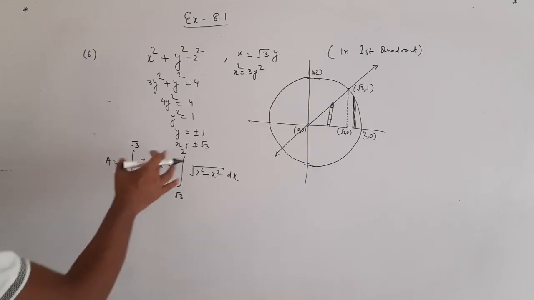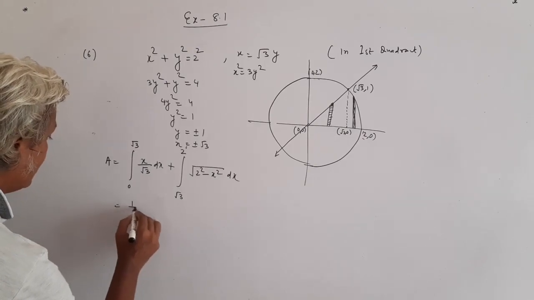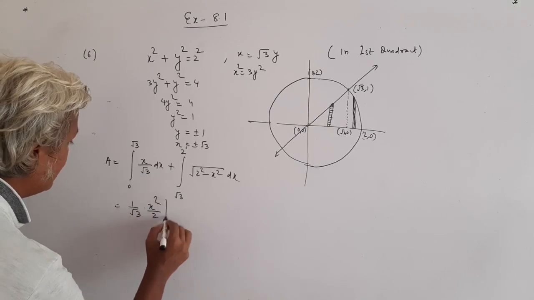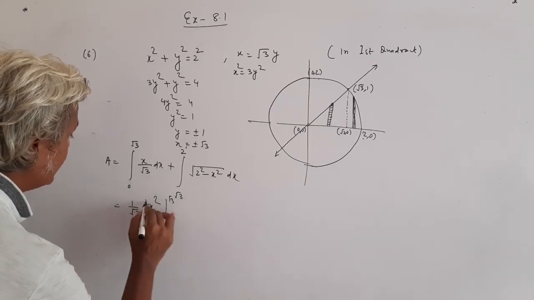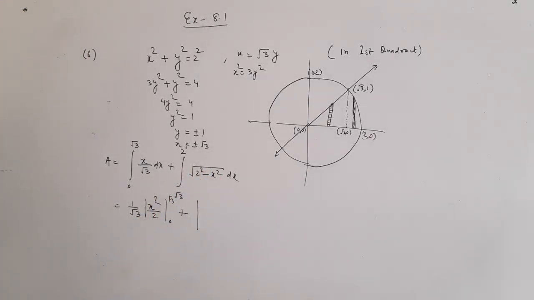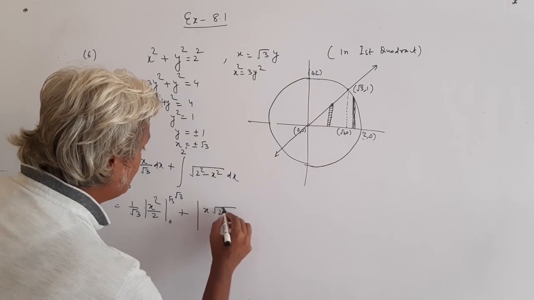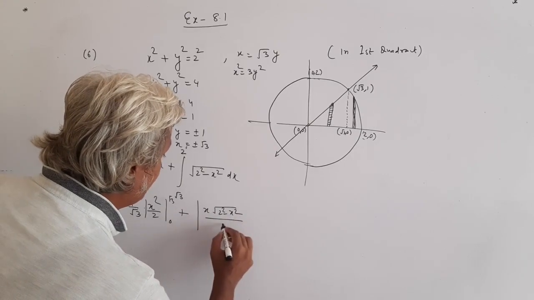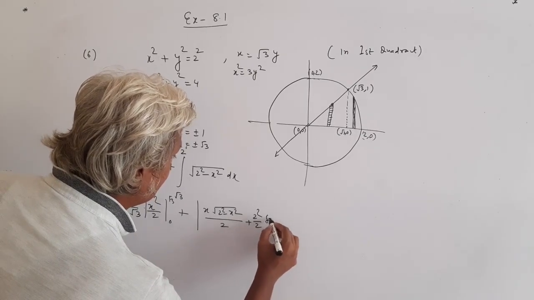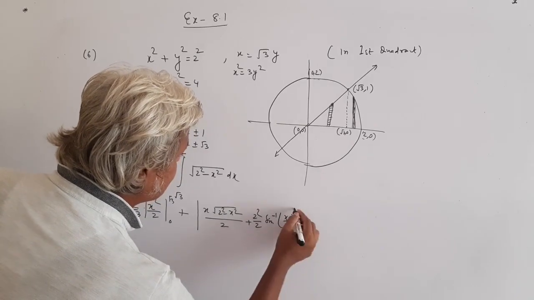Now, I have to solve it. So this is 1 over root 3 outside, and integration of x will be x square over 2, limit 0 to root 3, plus this part. As usual, this is again the formula of integration of root a square minus x square. This gives us x root 2 square minus x square over 2 plus 2 square by 2 sine inverse x over 2.